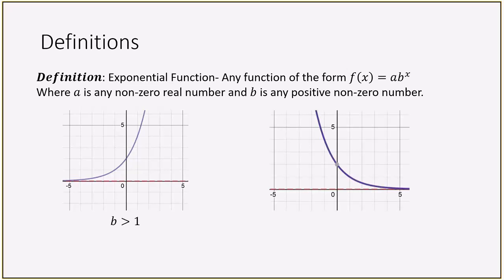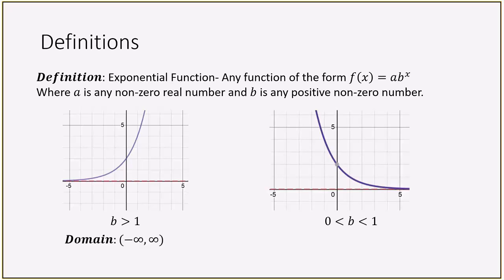Now, if b is less than 1, and it still has to be greater than 0. So if b is a fraction, 0.5, 0.25, 1/8, something like that, it's the exact same graph, just going the opposite direction. Those tend to be things that decay. We talk about half-life of compounds and stuff like that when we're thinking of b being less than 1.